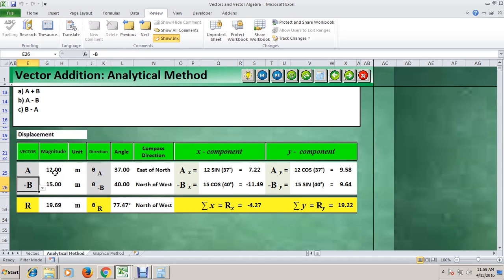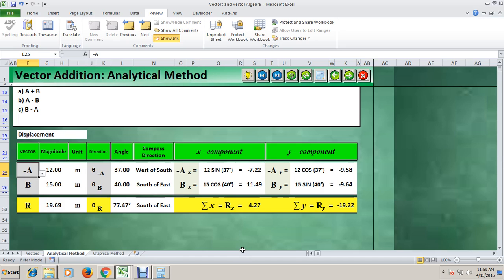Okay, so let's try to answer the last letter, B minus A. So let's bring back first the vector B, and let's reverse the direction of vector A. Originally our vector A was east of north. If we reverse the direction, we have negative vector A. This becomes west of south.